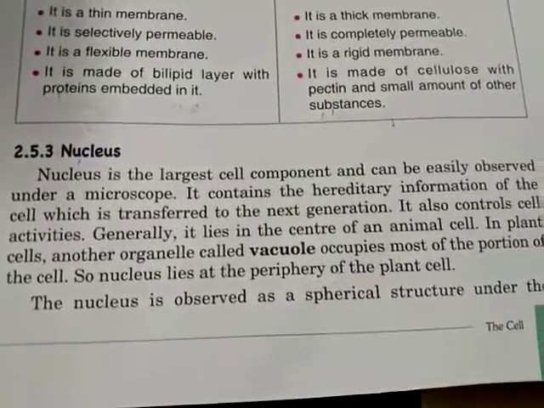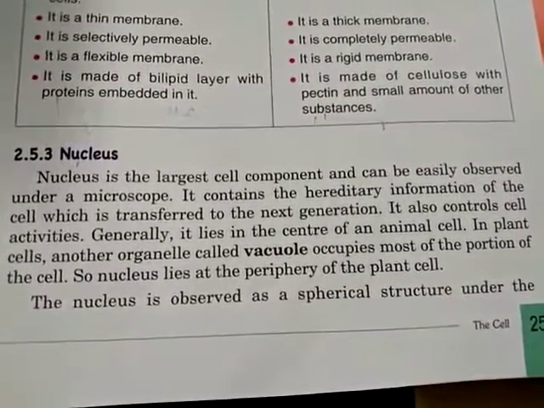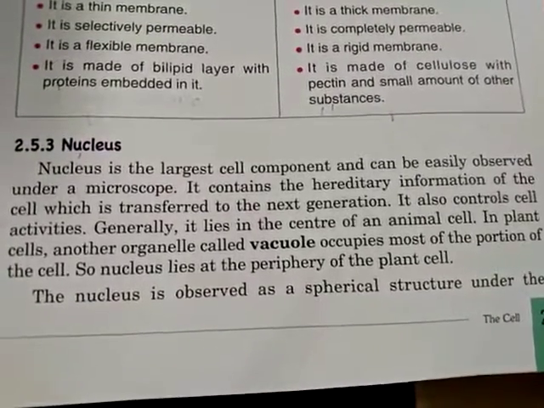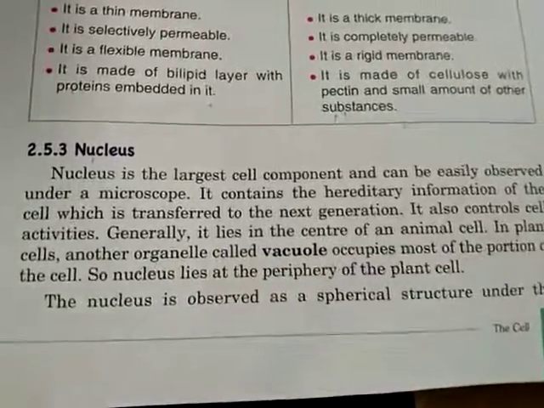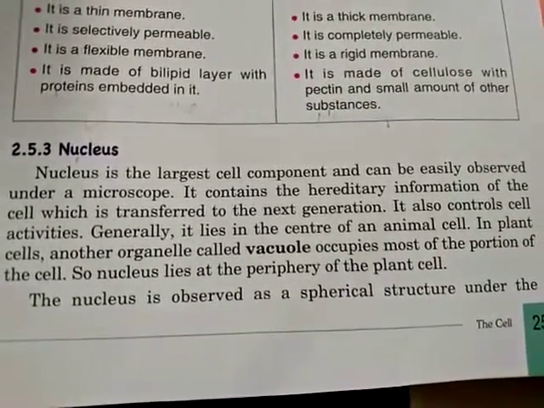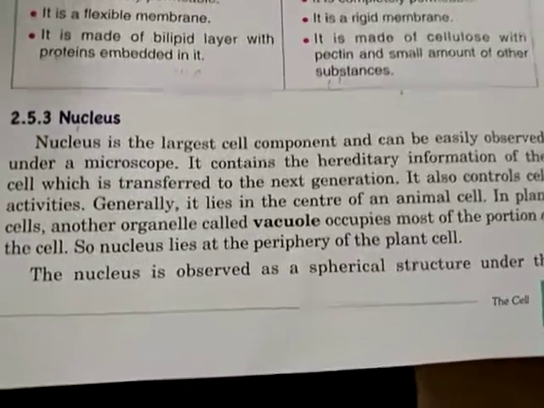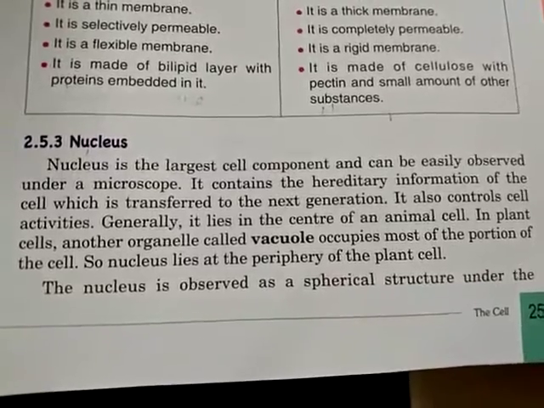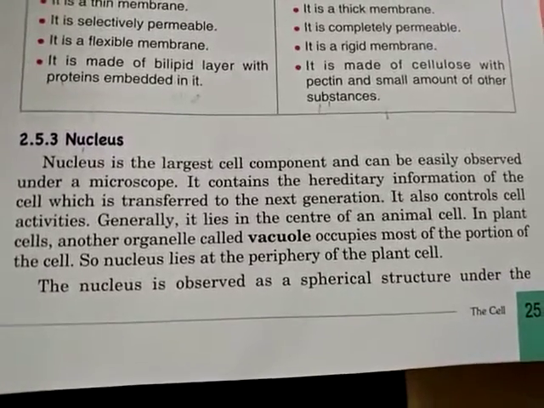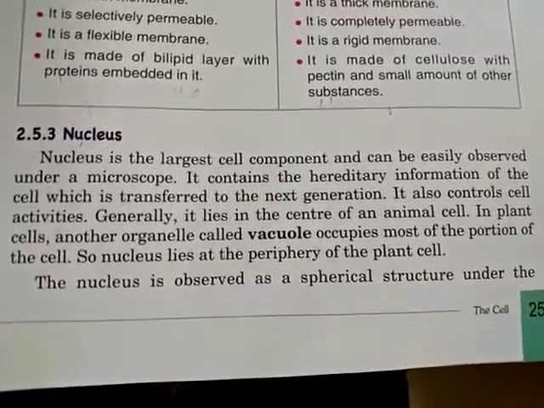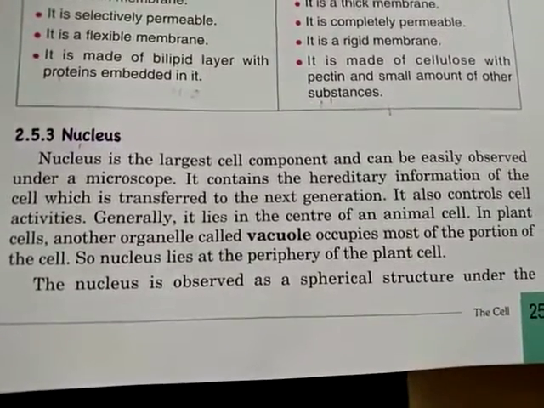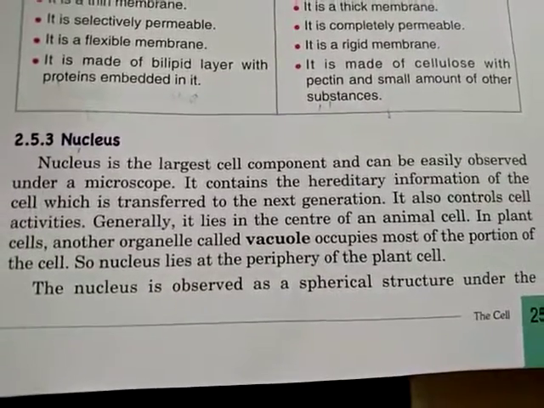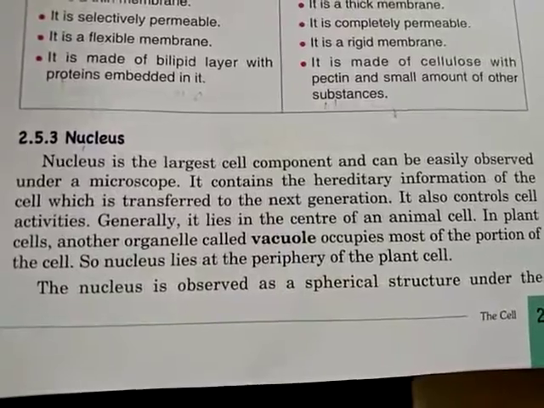Hello students, today we are going to discuss the second important component of the cell, that is the nucleus. Basically, the nucleus is the largest cell component and we can observe it with the help of a microscope. The nucleus contains hereditary information that is passed on to the next generation. And the nucleus is also important because all the activities of the cell are controlled by the nucleus.